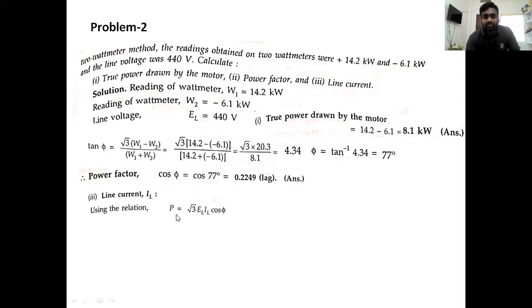How can we calculate it? P is equal to root 3 into... What is the value of P we got? Already we know the value of P, the true power calculated, is 8.1 kilowatts. Kilowatts converted into watts is 8.1 into 1000, equal to root 3 into EL. What is the value of EL? EL is equal to 440 into IL. We have to calculate the line current IL into cos phi. What is the value of cos phi? 0.2249 lag.